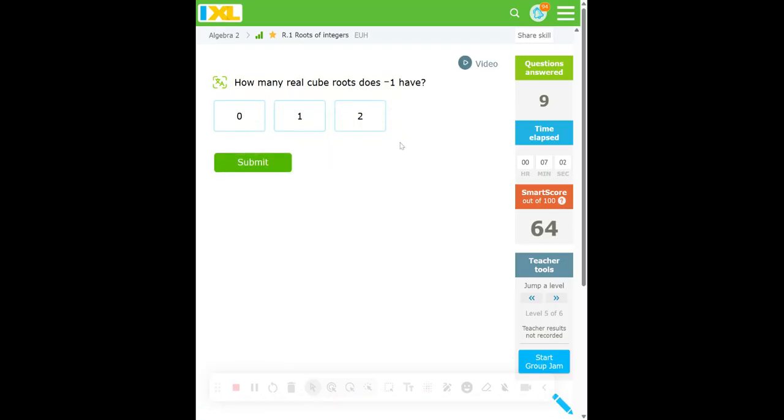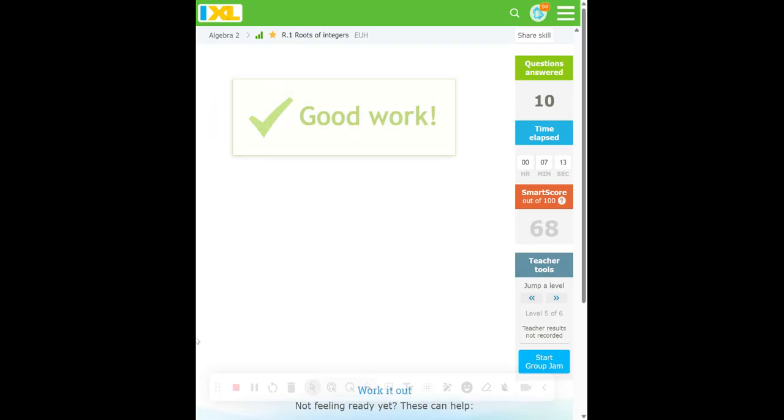And then, ooh, cube root. Cube root is an odd root, is that right? So the answer is always 1. Okay, here we go. Voila.